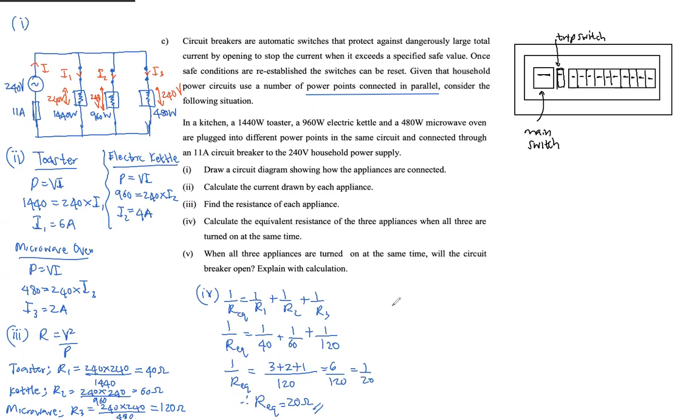When all three appliances are turned on at the same time, will the circuit breaker open? Circuit breaker open means it will stop the current. Circuit breakers are automatic switches that protect against dangerously large total current by opening to stop the current. So it's like switch off. Opening means switch off. So what will be the total current?